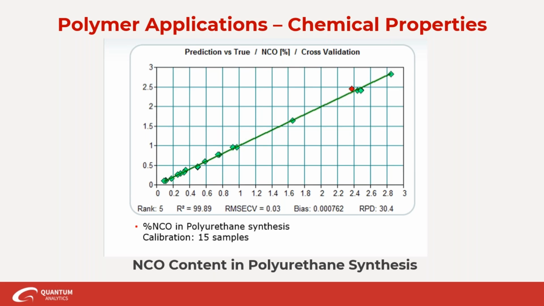Isocyanate is a very hazardous material, and pulling the samples out is very difficult for analysis. So you see the numbers here, the R squared and all that. This is a very solid model as well, especially considering that it only has 15 samples.